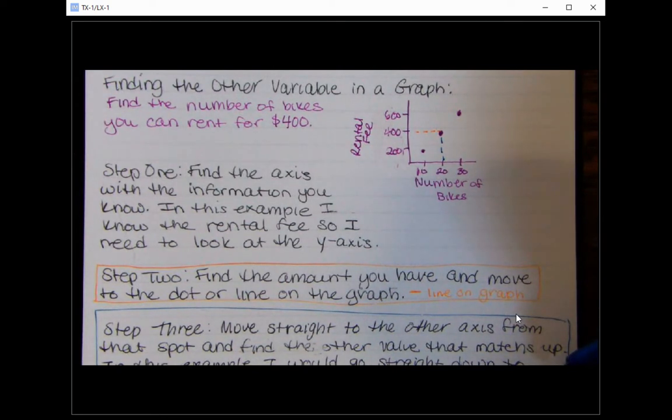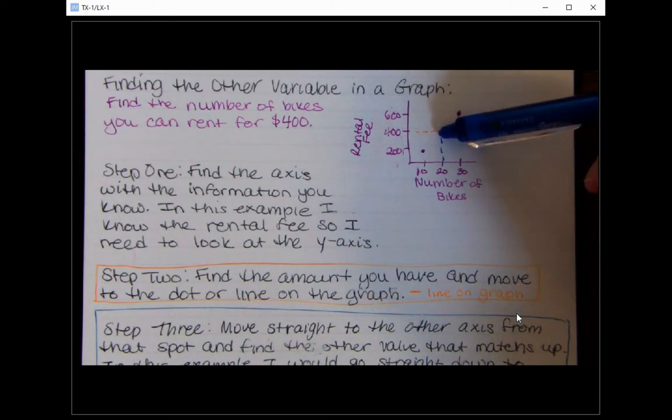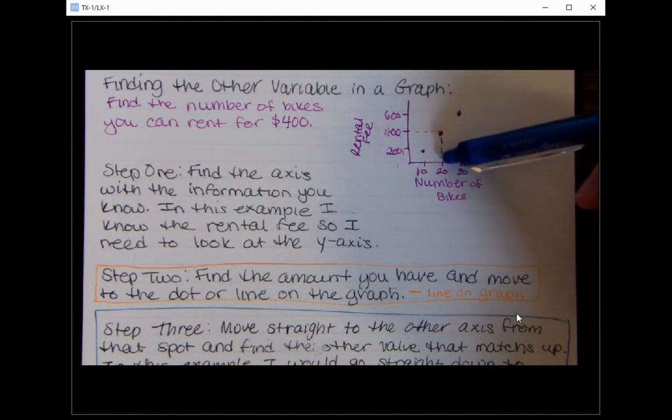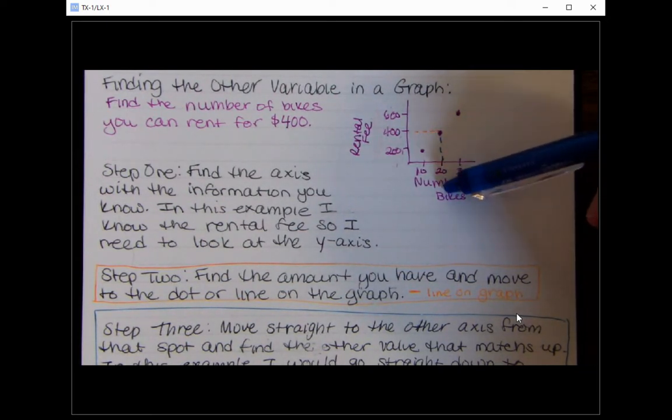Step 3, move straight to the other axis from the spot and find the other value that matches up. So I'm stopping at my dot or my line, and I need to go to the x-axis. In order to get to that x-axis, I need to go straight down. So that is what I'm doing. I'm taking my dot and going straight down. I did it in blue so it's easier for you to see. And that is going to give me my answer of 20 bikes.